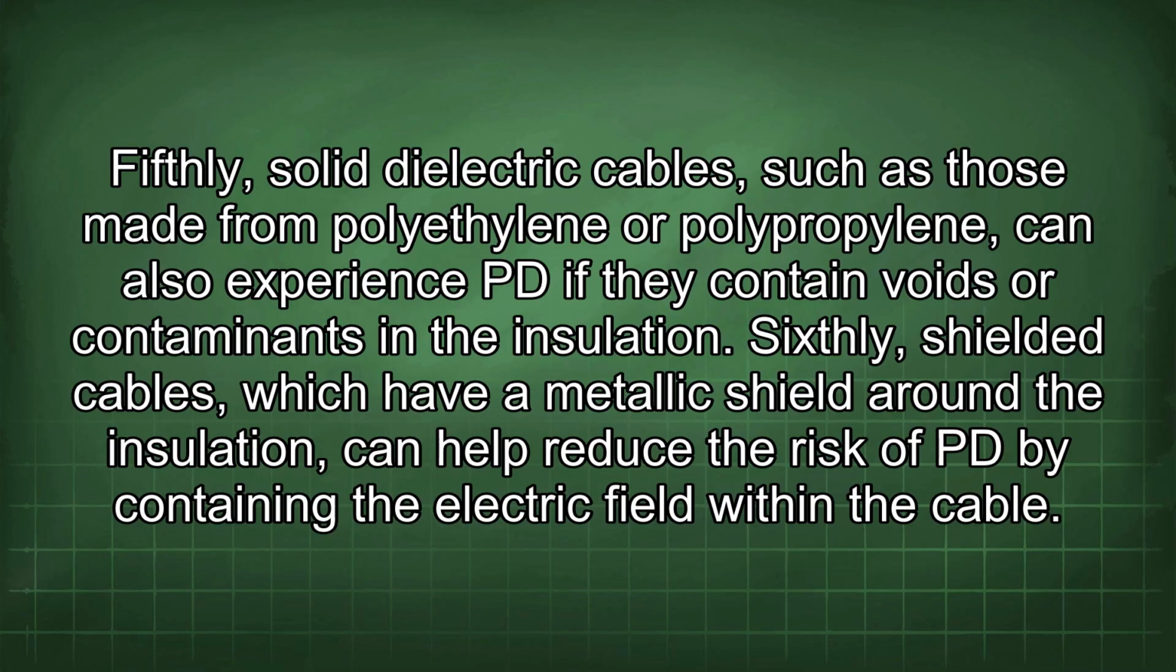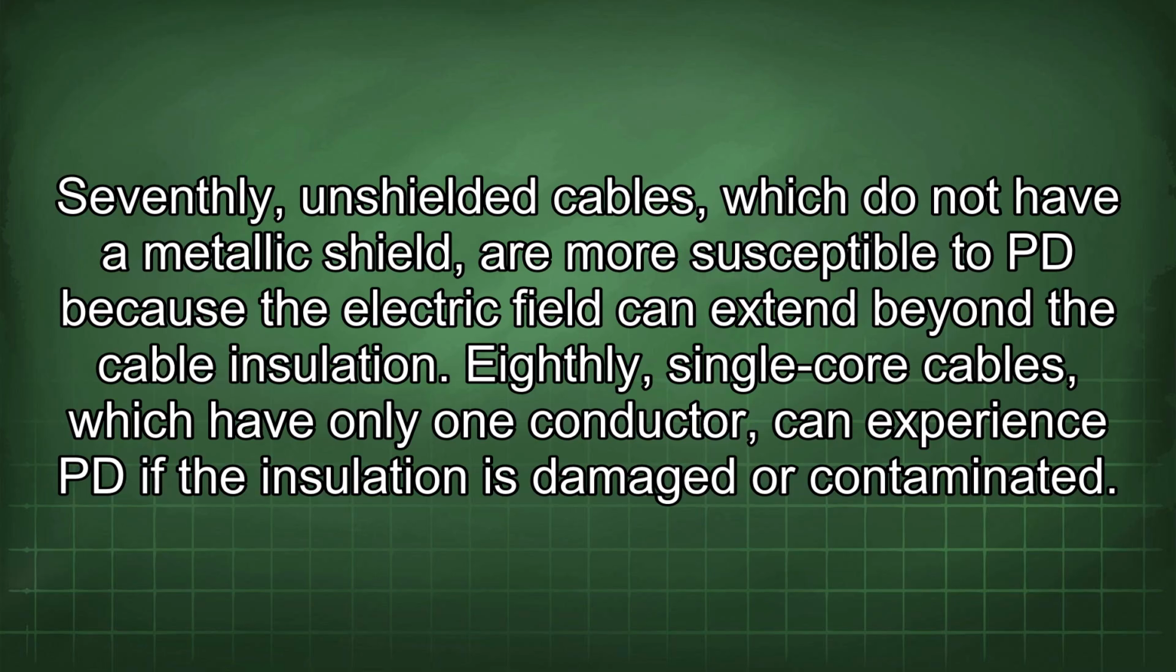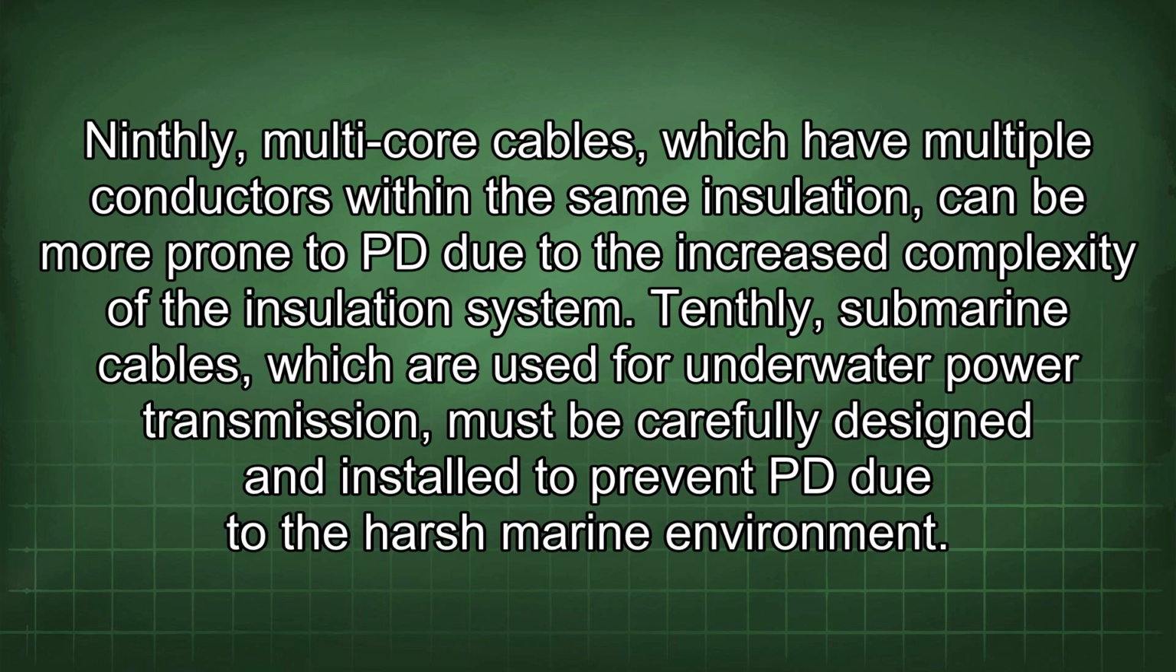Sixthly, shielded cables, which have a metallic shield around the insulation, can help reduce the risk of PD by containing the electric field within the cable. Seventhly, unshielded cables, which do not have a metallic shield, are more susceptible to PD because the electric field can extend beyond the cable insulation. Eighthly, single-core cables, which have only one conductor, can experience PD if the insulation is damaged or contaminated. Ninthly, multi-core cables, which have multiple conductors within the same insulation, can be more prone to PD due to the increased complexity of the insulation system.